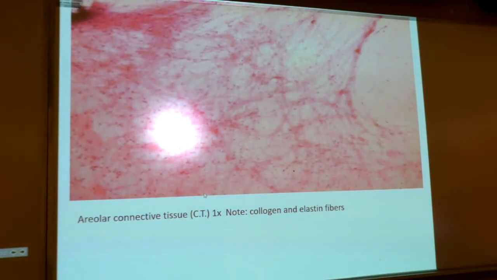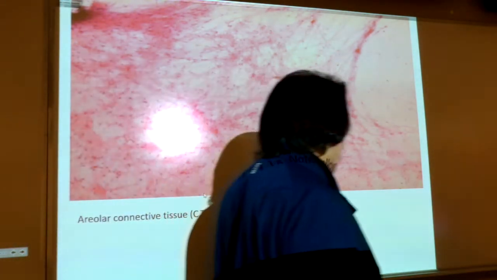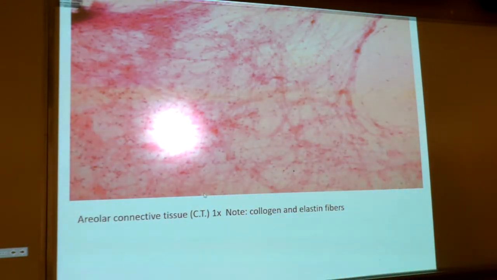Okay, so the camera cut off and we were just talking about how bone remodels itself based on the demands that you put on it. Proteins, muscles operate the same way. So areolar connective tissue is made up of collagen and elastin fibers.